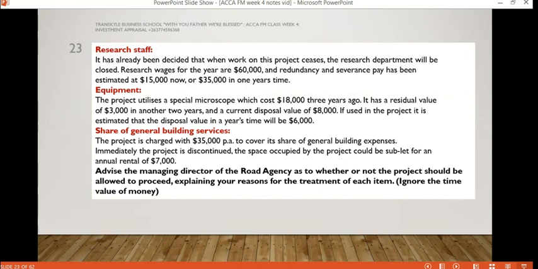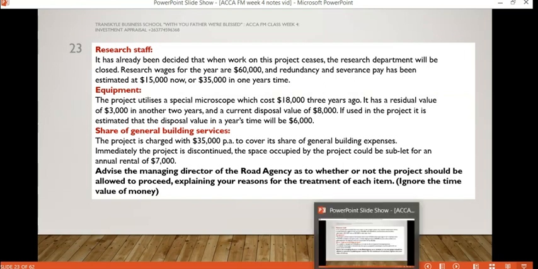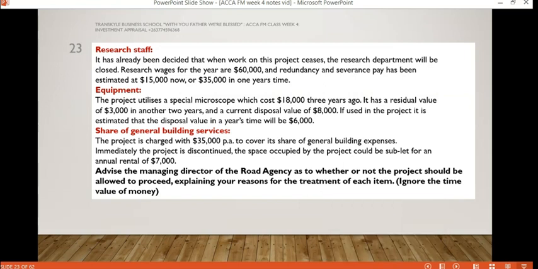So if we don't dispose of it, we're going to have an opportunity cost on lost disposal. Okay, so the opportunity cost we're going to lose is 8,000. If used in the project, it is estimated that the disposal value in a year's time will be 6,000. So the ultimate opportunity cost is going to be how much? 8,000 today or 6,000 tomorrow. So we are going to lose 2,000. I'm sure we are together.